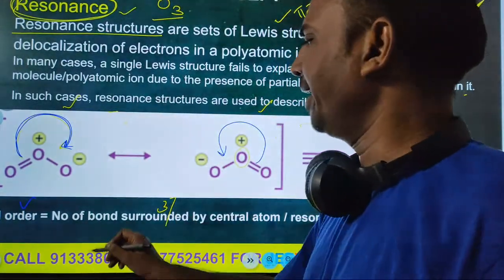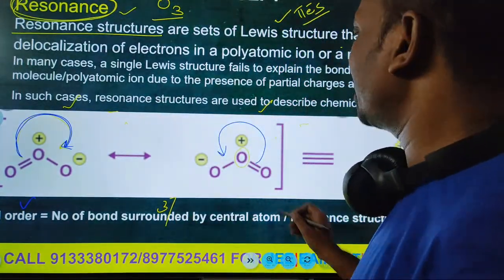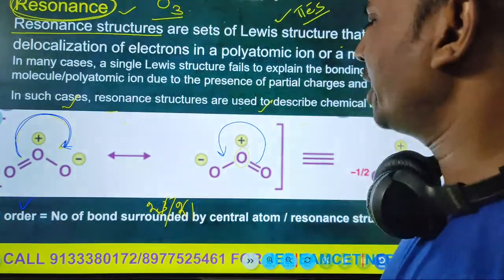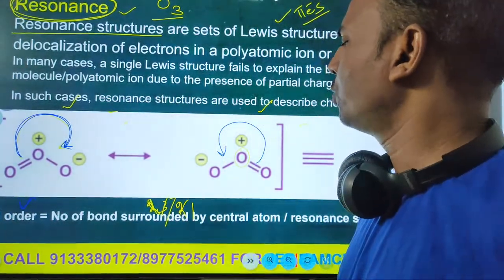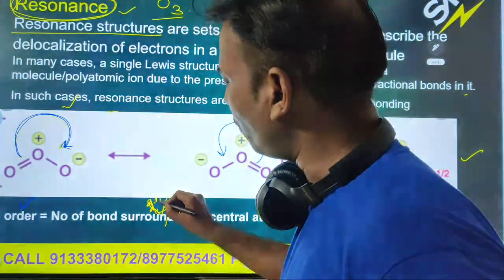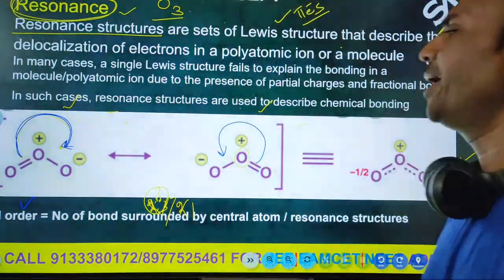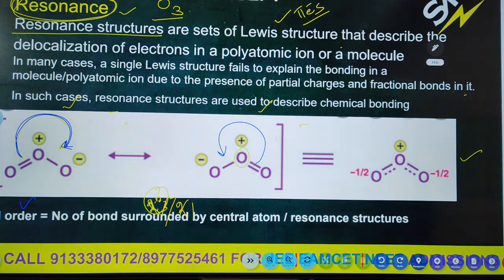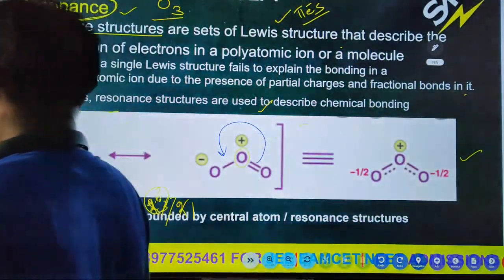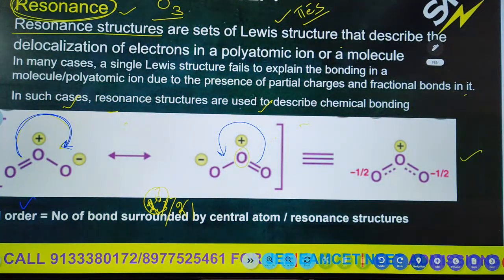3 bonds divided by the number of resonance structures, which is 2. Two ones are 2, so what remains is 1. Then the bond order is 1.5. See, in this way, resonance structures are very useful to get the bond order of a molecule. So the bond order of ozone is 1.5.